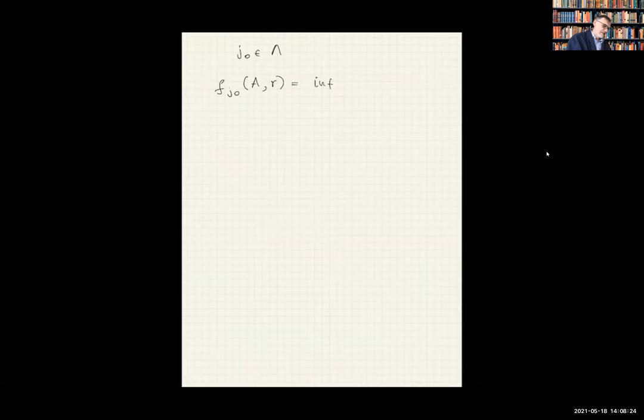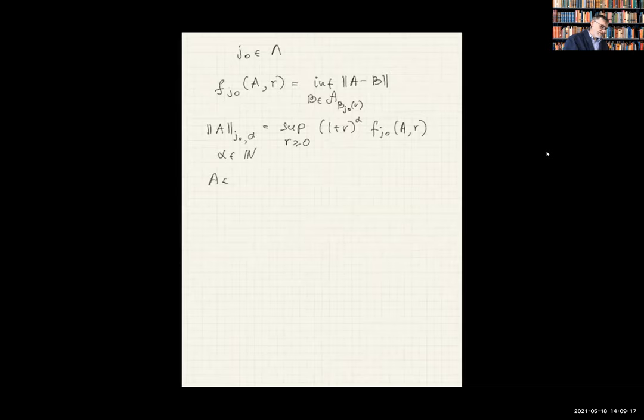It's going to be where B is an observable which lives on a ball of radius R. So let's define this accuracy function, and I want this accuracy function to decay very fast when R goes to infinity. So I define then a seminorm like this, for some natural number alpha, as a supremum over r of (1 plus r)^alpha times the accuracy function at r. I want this to be finite. So you can define A to be in the almost local algebra whenever all these seminorms are finite.